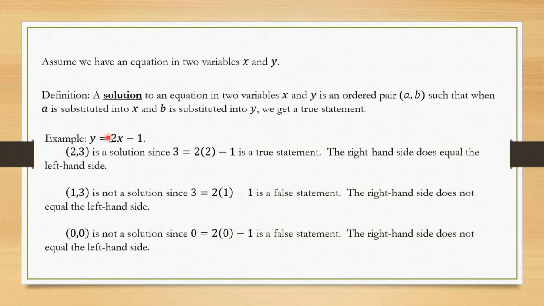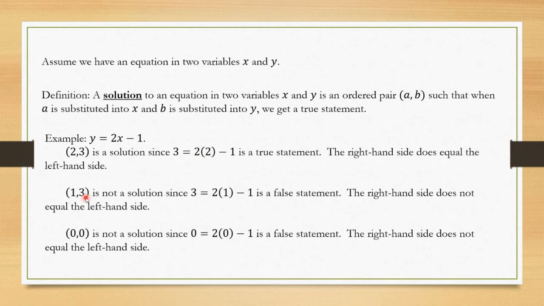So here's an example I give. We have y equals 2x minus 1. Okay, well, let's look at the ordered pair (2, 3). Is this a solution? Well, it looks like it is, because if we substitute 3 in for y and 2 in for x, we have this. And we have 3, is that equal to 2 times 2 minus 1? Well, yeah, this is 3 equals 4 minus 1. That's true. So this is a solution.